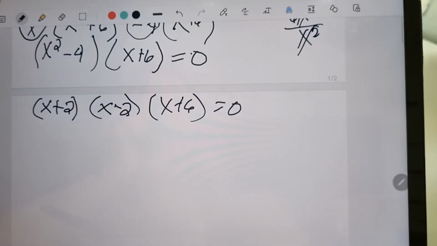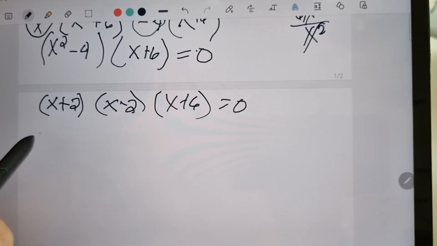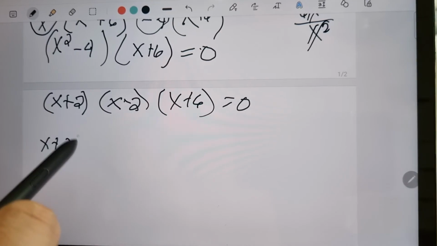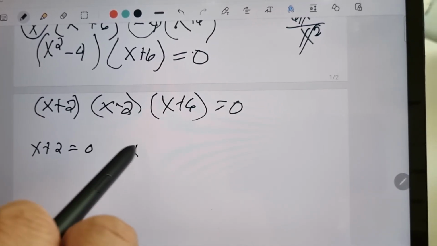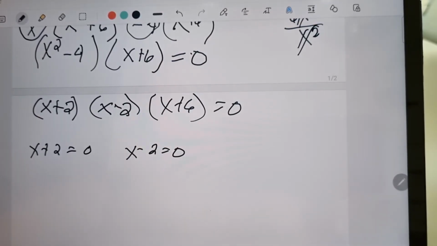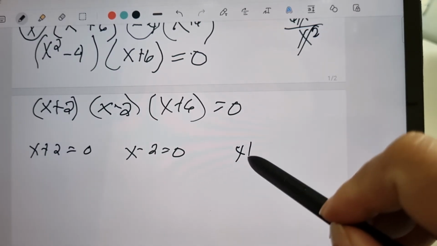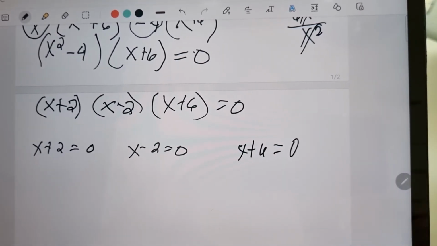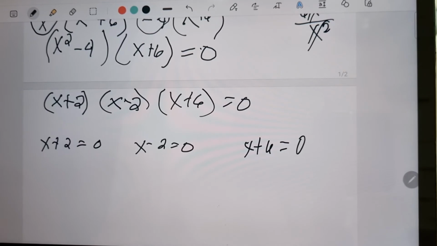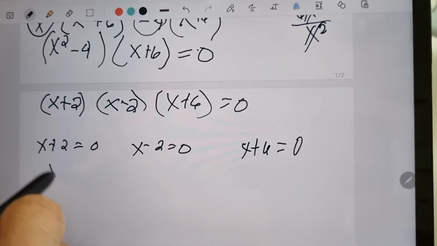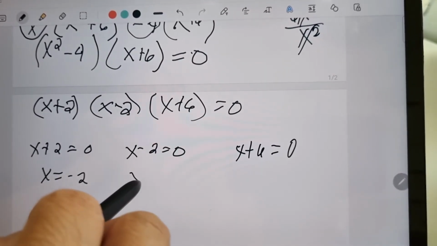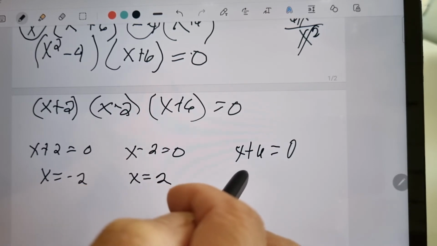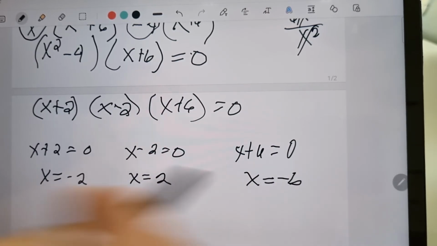Now, you can set all the variable factors equal to 0. So first, x plus 2 is equal to 0. x minus 2 is equal to 0. And then we have x plus 6 is equal to 0. We can now solve for the value of x. So here, x is equal to negative 2. x is equal to 2. And then here, x is equal to negative 6.